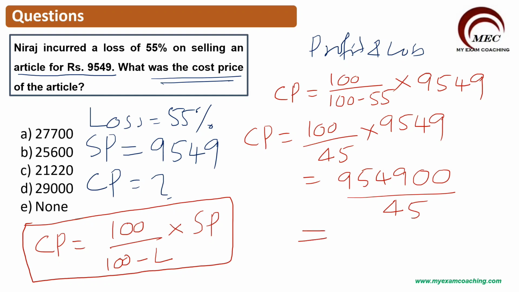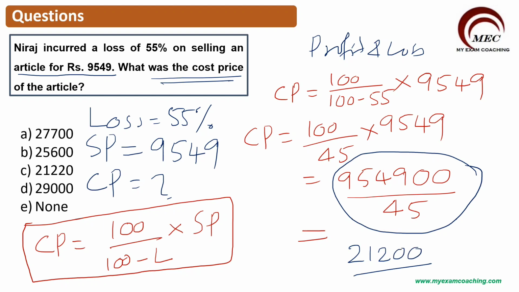So when you solve it, this calculation, this simplification you can solve. When you divide this, you will get the answer as 21200. This division you can do, you can cut it with the 5 like that, simplification you can do, and 21200 will be the 21220. 21220 will be the answer. So accordingly you can mark option C as the correct option.